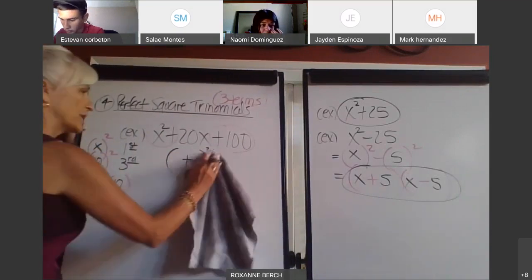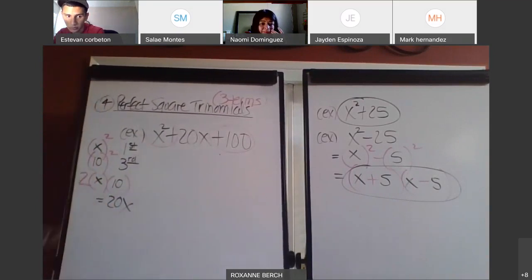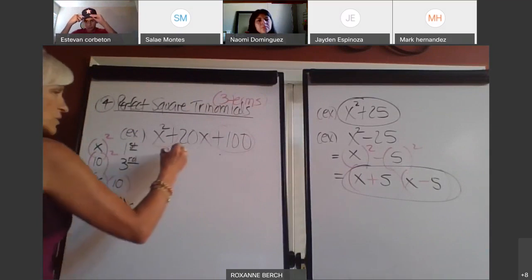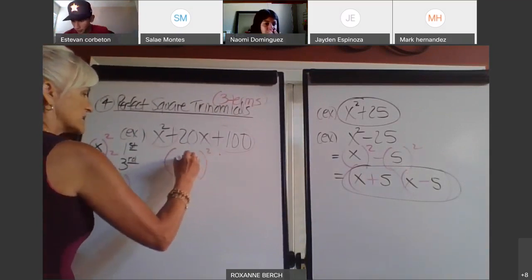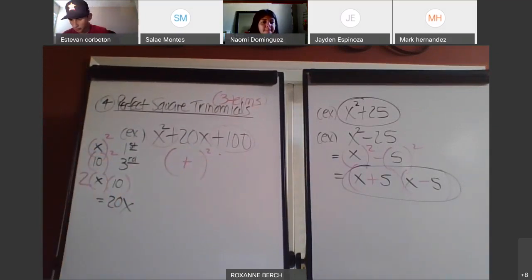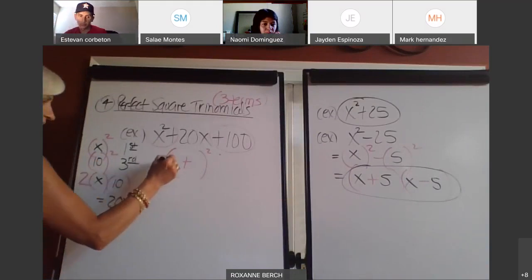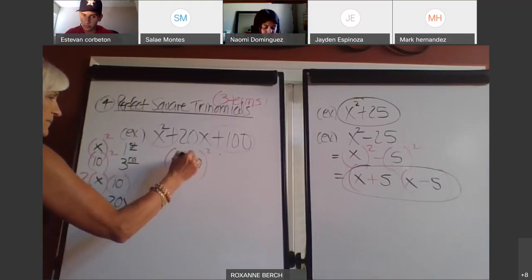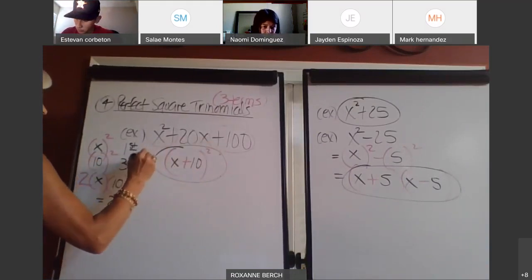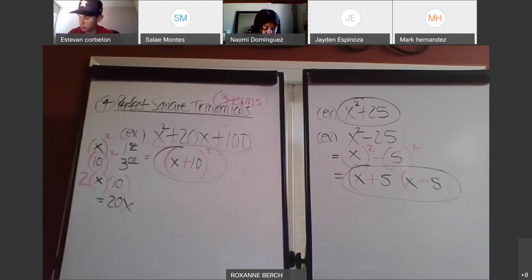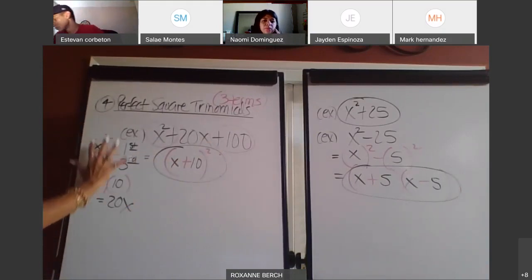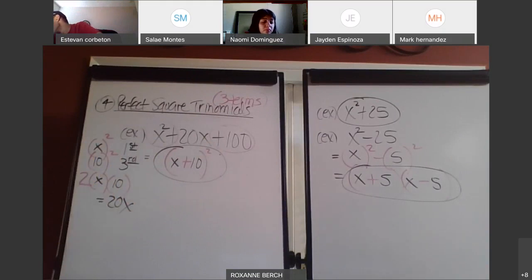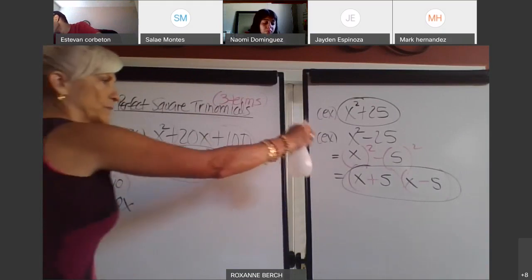Since it matches the middle term, it's going to be the square of a sum. Oh, I want to do that in pink. I'm sorry. And you're never going to guess what the numbers are. This is x plus 10, x plus 10. So that is a special case. And if it passes the 3-step test, then it's a perfect square trinomial.